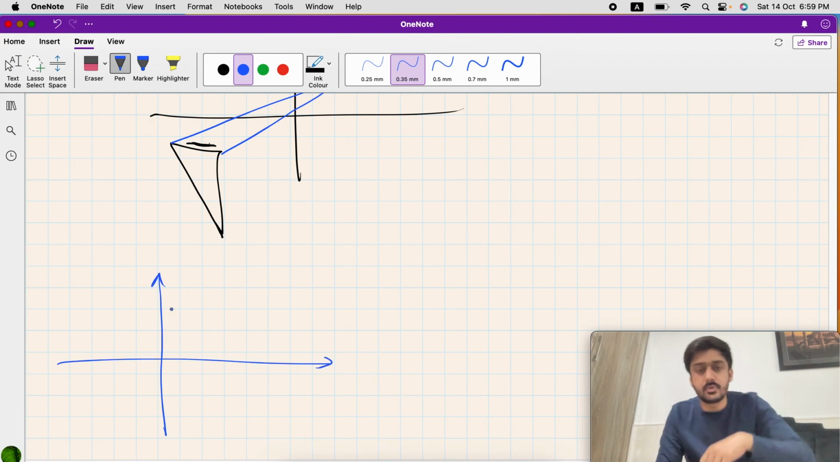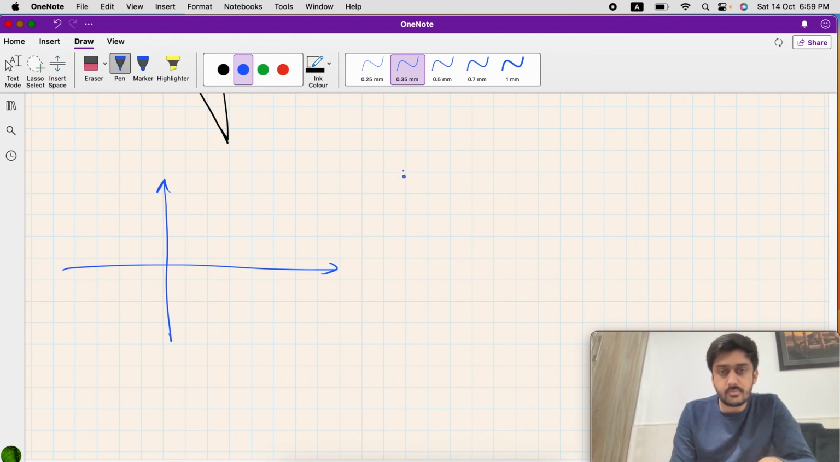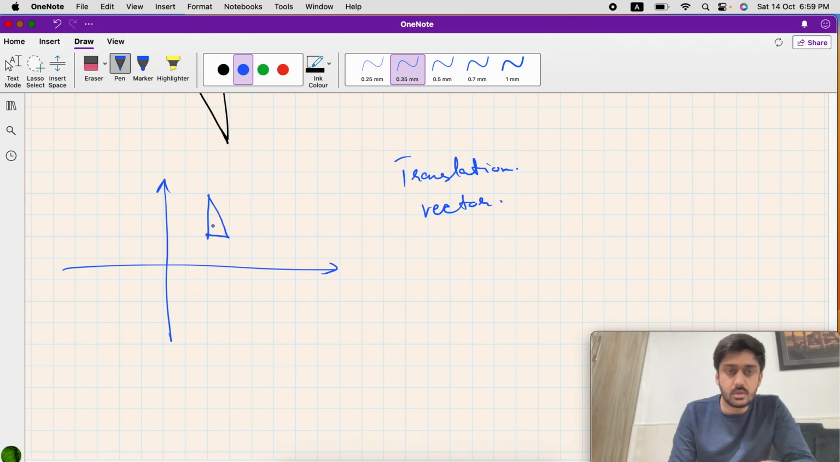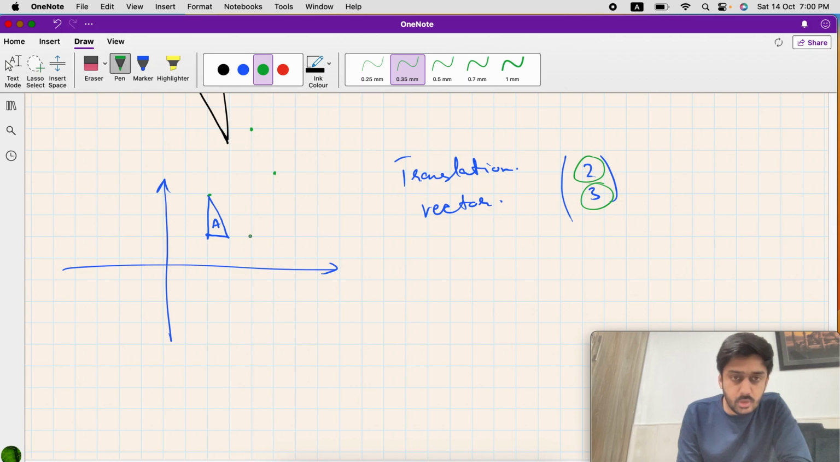After this, we'll practice few questions from past papers. Translation is basically vector. So translation of vector. If you have this object A, then you're given a translation vector 2, 3. So you have to move every point 2 units in x-axis and 3 units in y-axis. So this point 2 units and 1, 2, 3. Second point 2 units and 1, 2, 3. Third point 2 units and 1, 2, 3. So this is translated by 2, 3.